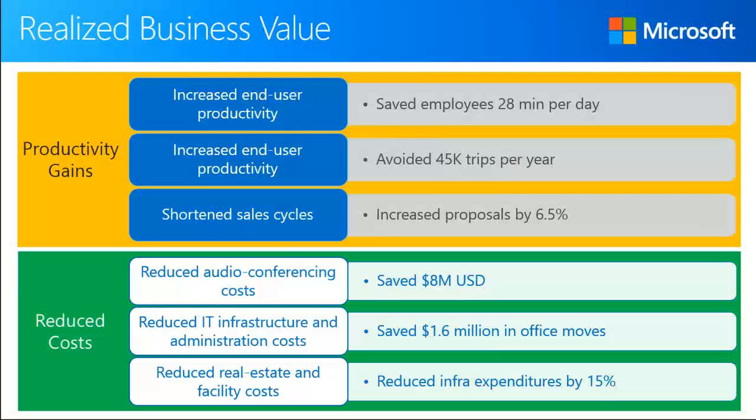One of the big ones here that I like to call out is where we talk about the reduced infrastructure and administrative costs. In 2010, Microsoft did 75,000 office moves. And at $22 a move, it added up to about $1.6 million. That was an instant savings that we saw just in the first year and has paid off every year since.